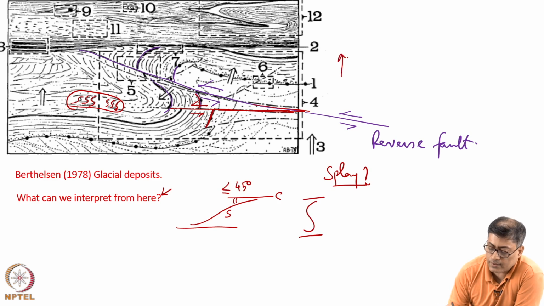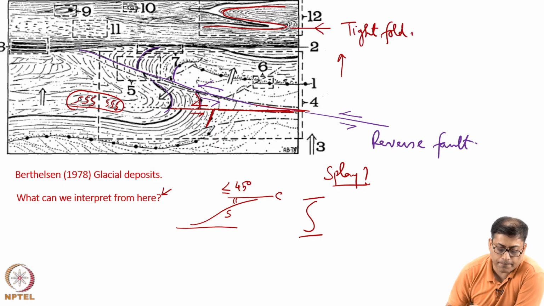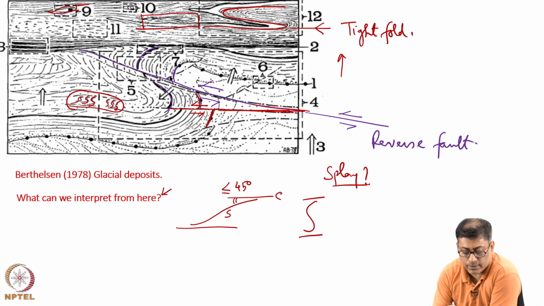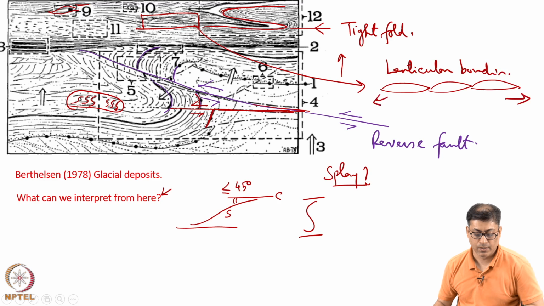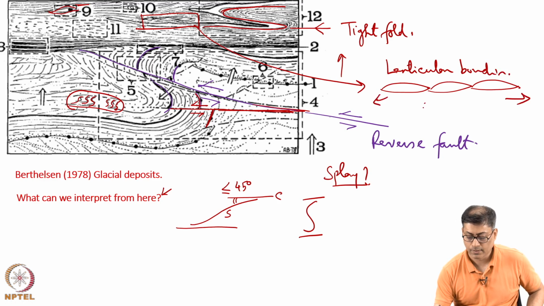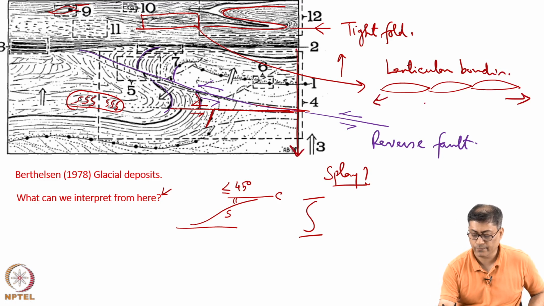As we go upward, we are finding the layer is strongly folded with low interlimb angle. We can call it tight fold. Here I am finding a sigmoid geometry. Field geologist can tell whether it indicates any shear. In this portion I am getting lenticular boudins, which indicates a local brittle ductile extension. We do not see these boudins in the bottom package here.